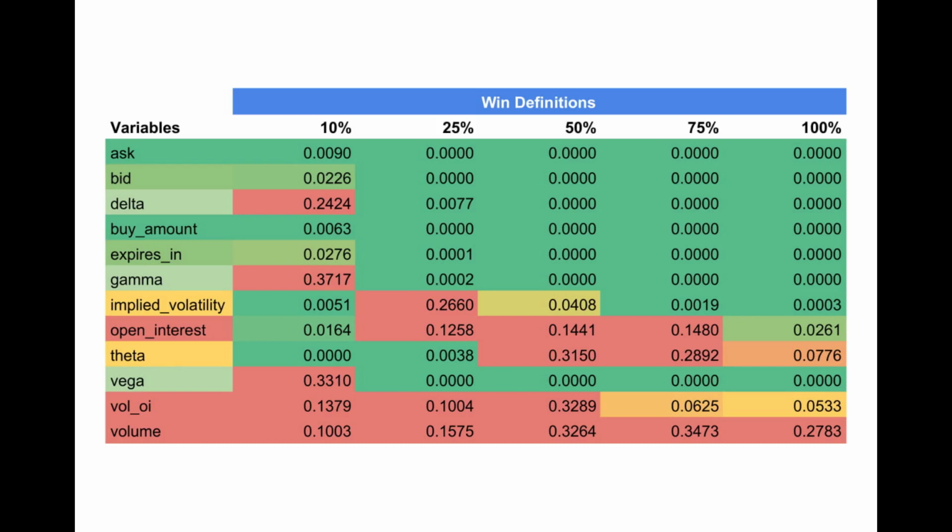Open interest and volume open interest ratio have some pockets of lower significance, and volume is not significant at all for any win definition. Now, using the same methodology, let's look at puts.